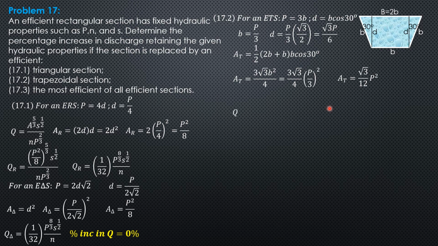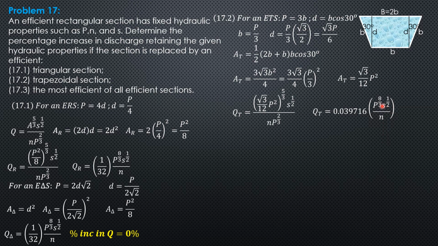So therefore, the Q of an efficient trapezoidal section is area, square root of 3 over 12 perimeter square raised to 5/3, S to the 1/2 over N perimeter to the 2/3. So still the power of perimeter is 8/3. Let's just evaluate square root of 3 over 12 to the 5/3. If simplified, but if not, decimal. So Q of trapezoid is 0.0397716 perimeter to the 8/3, S to the 1/2 over N.